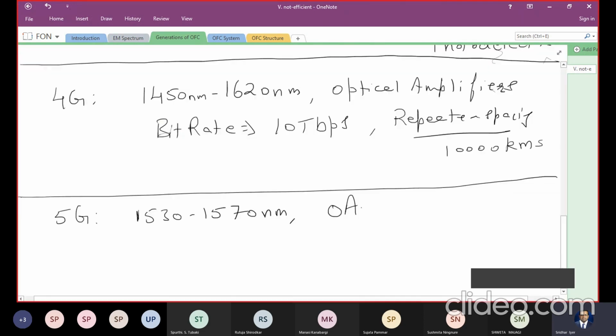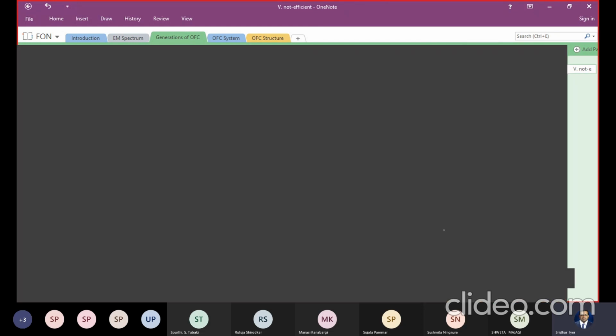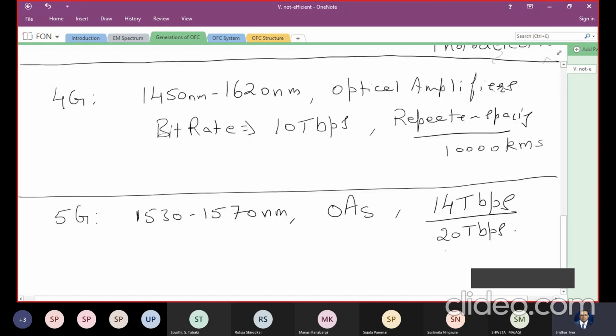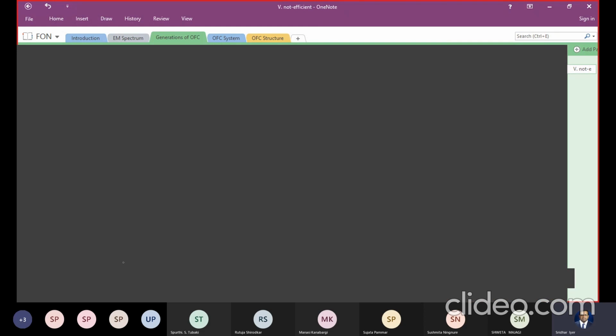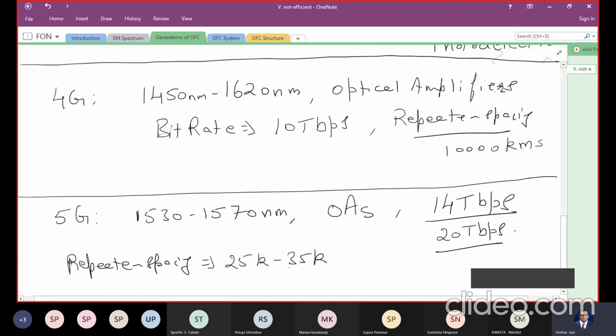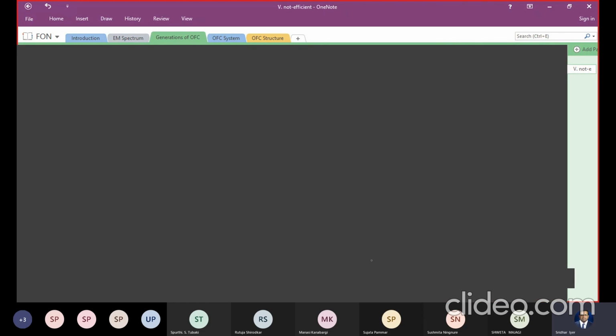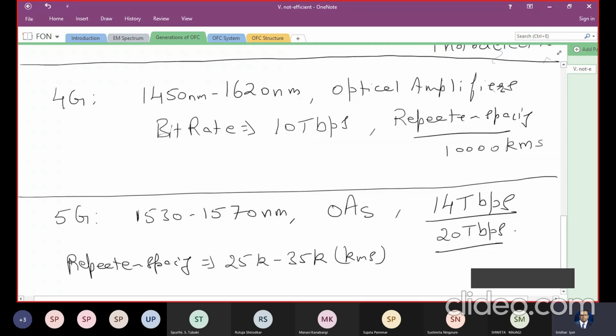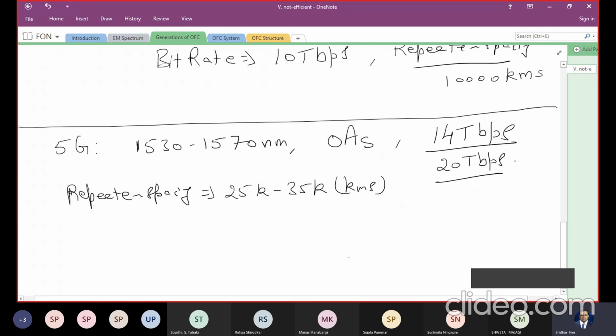It is also using optical amplifiers, OAs. The bit rate that you get here is 14 Tbps. In fact, this is an old number. Very recently, industries have claimed going as close as 20 Tbps. So very high data rate. The repeater spacing that we get here is close to 25,000 to 35,000 kilometers. So you need one repeater every 25 to 35,000 kilometers, right?